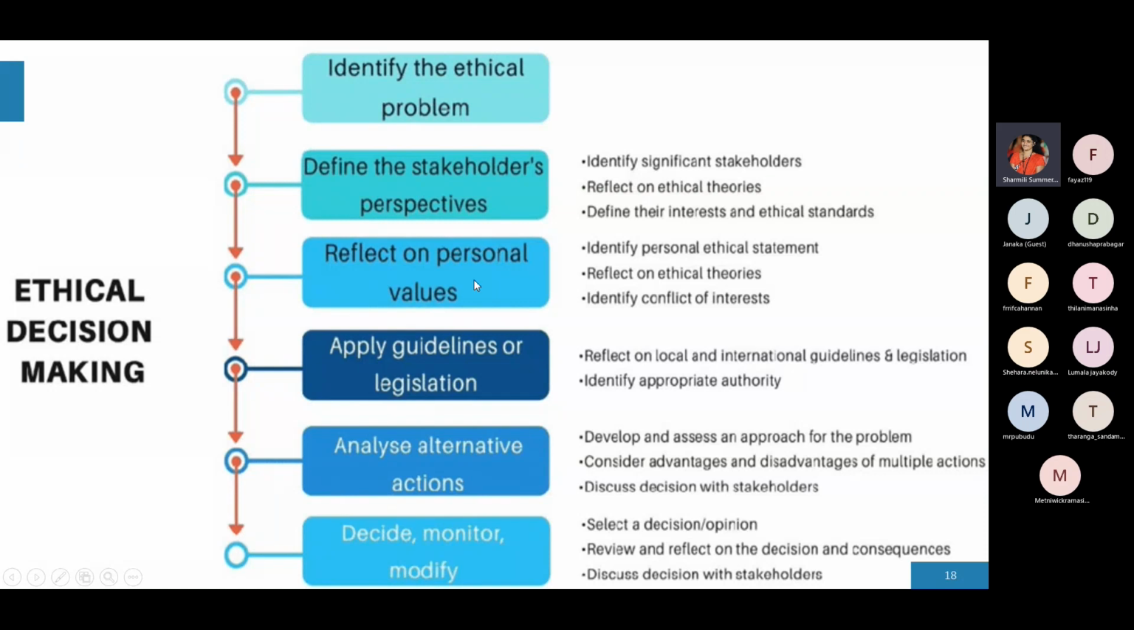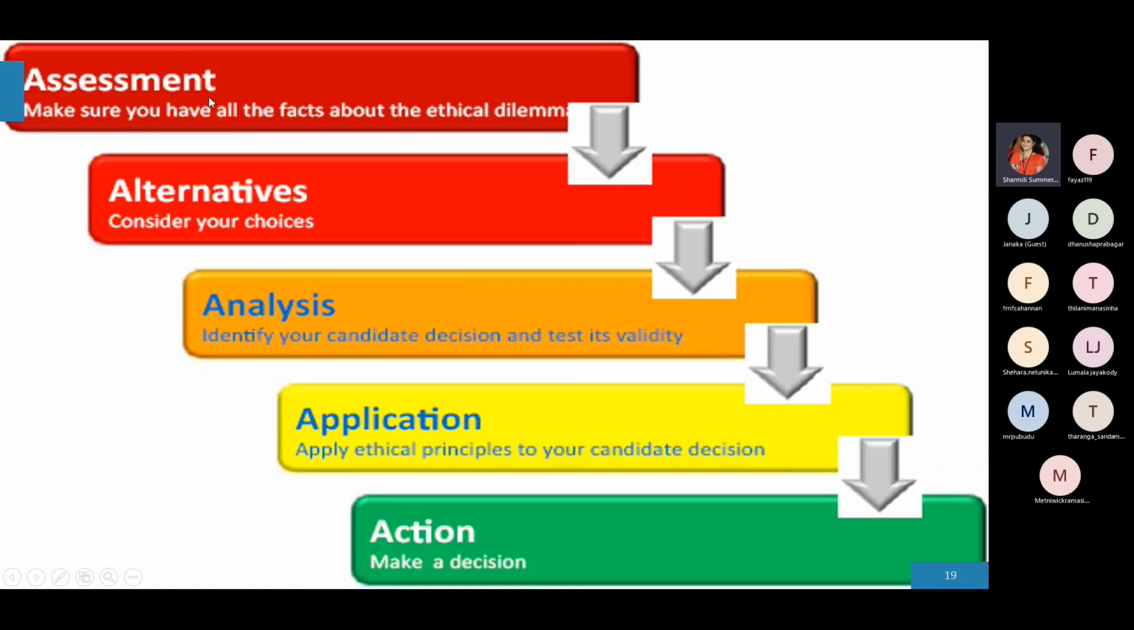And this is another one. The first is assessment. Assessment means the facts that you are getting about the ethical dilemma. Then alternatives, which are the choices. What are the choices that you have within yourself? Then you are going to analyze, which is a kind of decision making, so you are taking decisions. Then applications, so you are applying.